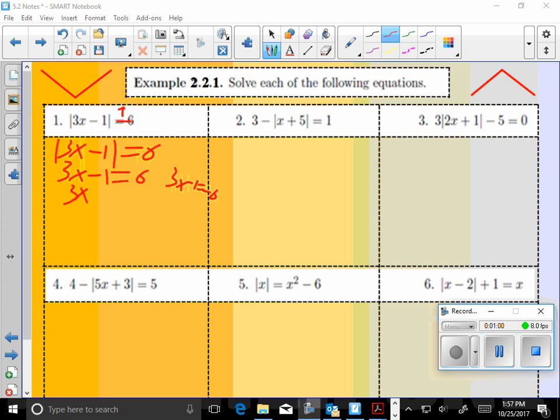So 3x equals 7, and 3x equals negative 5. And then x equals over 3. Sorry, my handwriting's awful, but x equals 7 over 3, and x equals negative 5 over 3. Is that correct? All right, good.